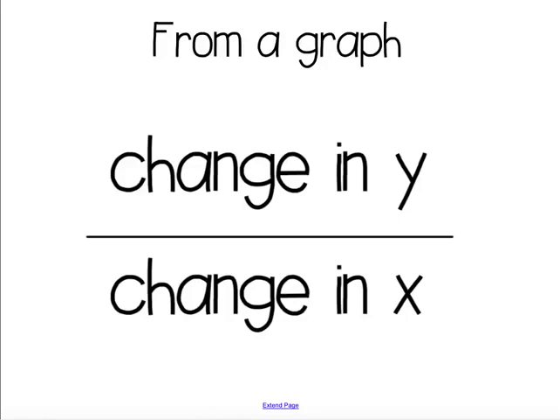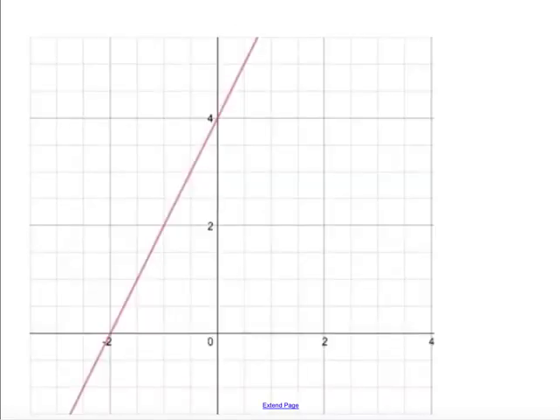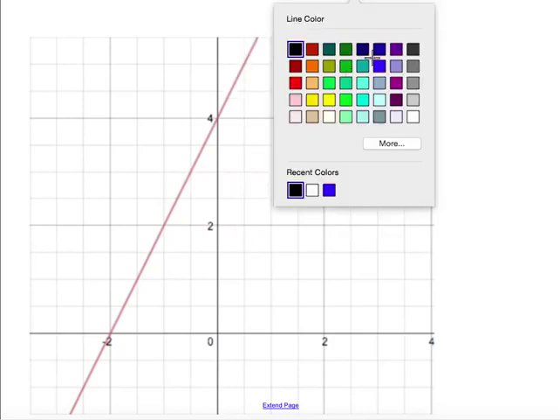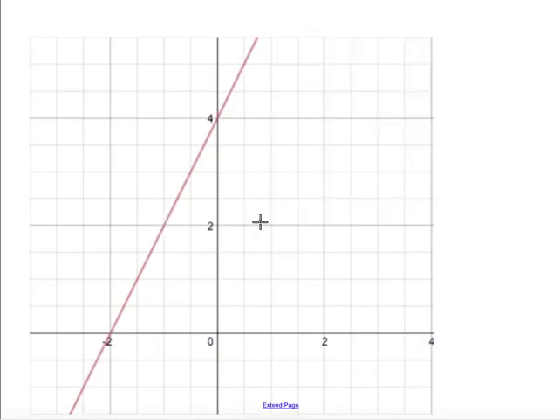So the next way we're going to go over is from a graph. So we have change in y over change in x, and we've talked a little bit about this. When we have done slope from a graph, we have found our growth triangle, so we're going to do that again. I'm going to use these dotted lines to make my growth triangle. And when I do that, I want to make sure that I'm using points that are exactly on the line.